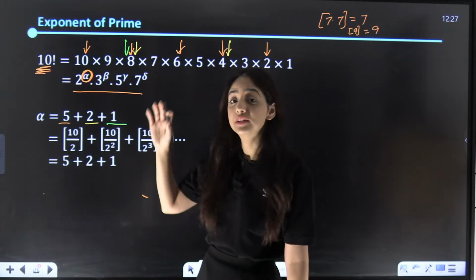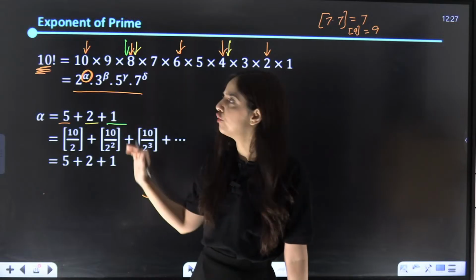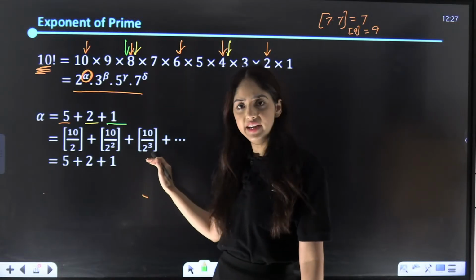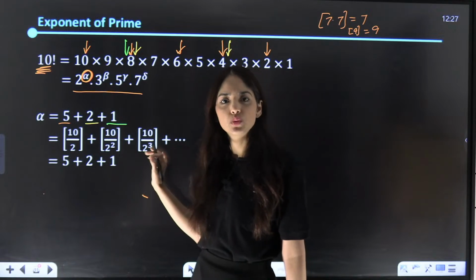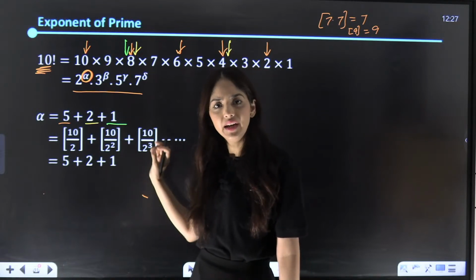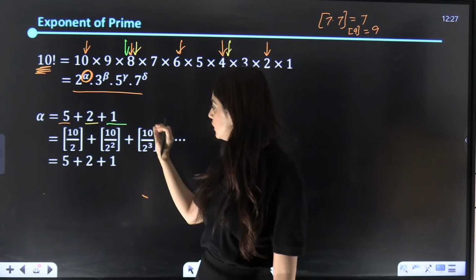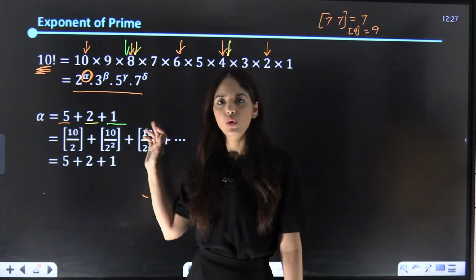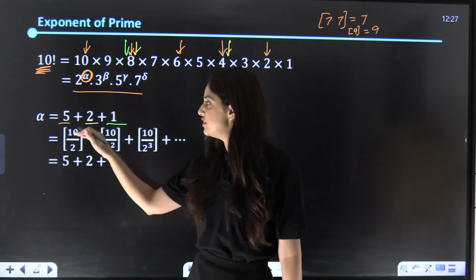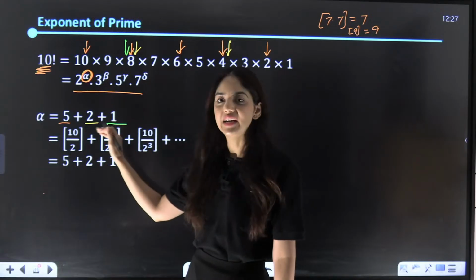How many multiples of 8 are here? Same as before, 10 divided by 8 or 2 cubed and its greatest integer. 10 divided by 8 is 1.25 and we just take its greatest integer. Only 1 is the answer. So 5 plus 2 plus 1, that is 8.